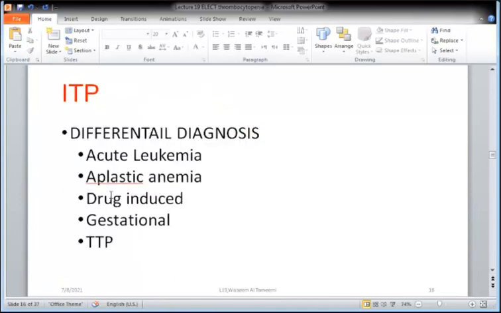Differential diagnosis is very important to differentiate that this thrombocytopenia is not due to acute leukemia, not due to aplastic anemia, not drug induced, and in a pregnant lady who presented with thrombocytopenia, it is not gestational thrombocytopenia, which usually happens in the third trimester and is self-limiting and mild thrombocytopenia. And this thrombocytopenia is not due to non-immune thrombocytopenia, which is part of microangiopathic hemolytic anemia, that is thrombotic thrombocytopenic purpura.